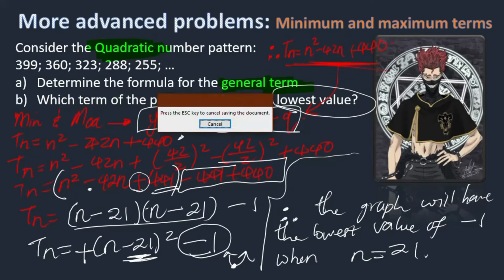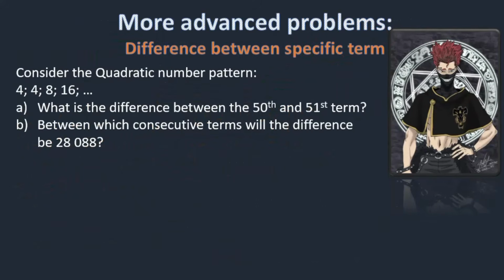And then next question, of course. Let's wait for it to load. Boom. Another advanced question, another advanced problem. Now this is very advanced. Very advanced. First things first, they tell you that this sequence you are looking at is quadratic.